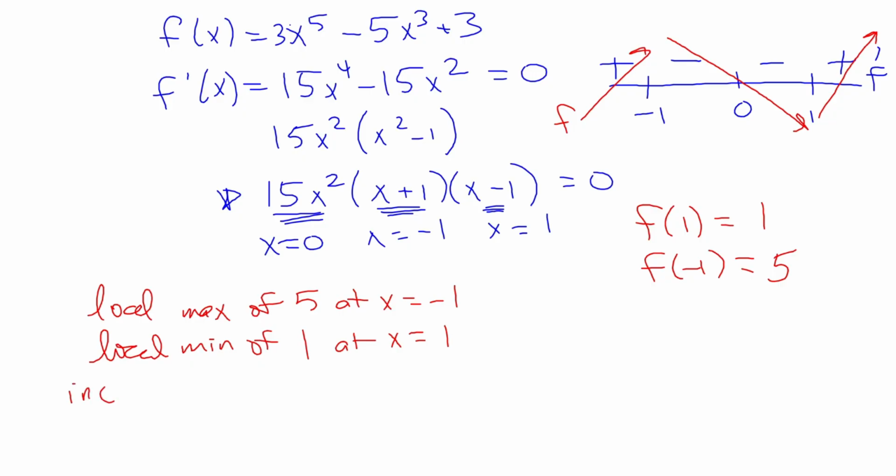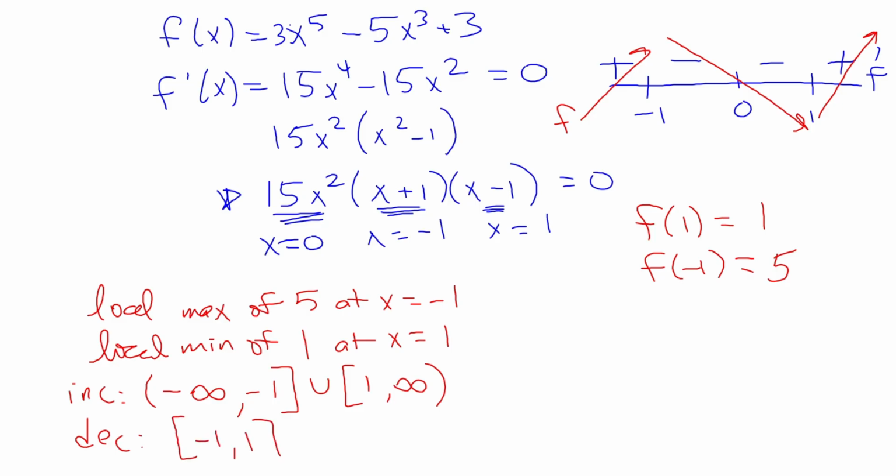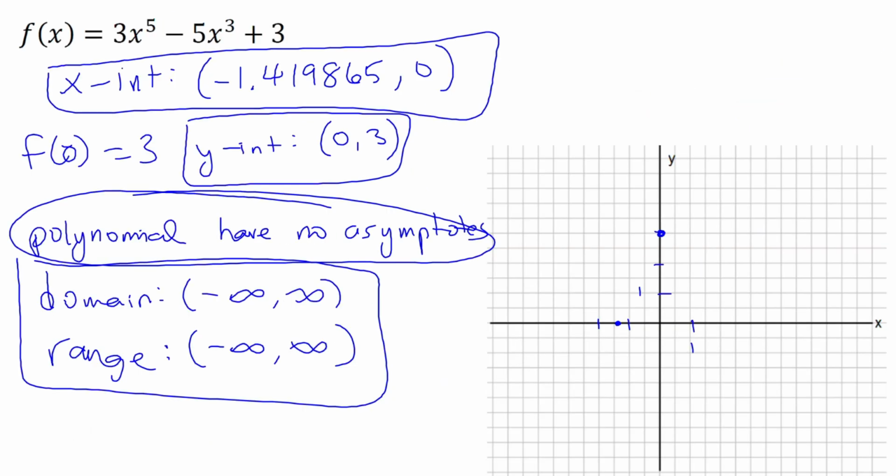We are increasing on the interval from -infinity to -1, and then again from 1 to infinity, and we are decreasing on the interval from -1 to 1. So we need to put the points -1, 5, and 1, 1 on our graph. So -1, 5 will be right here, and 1, 1 will be right here.